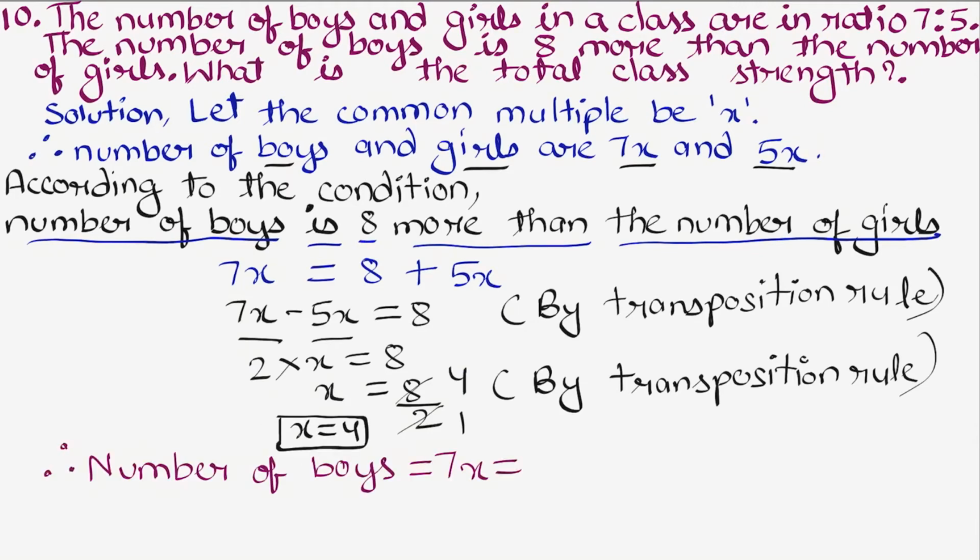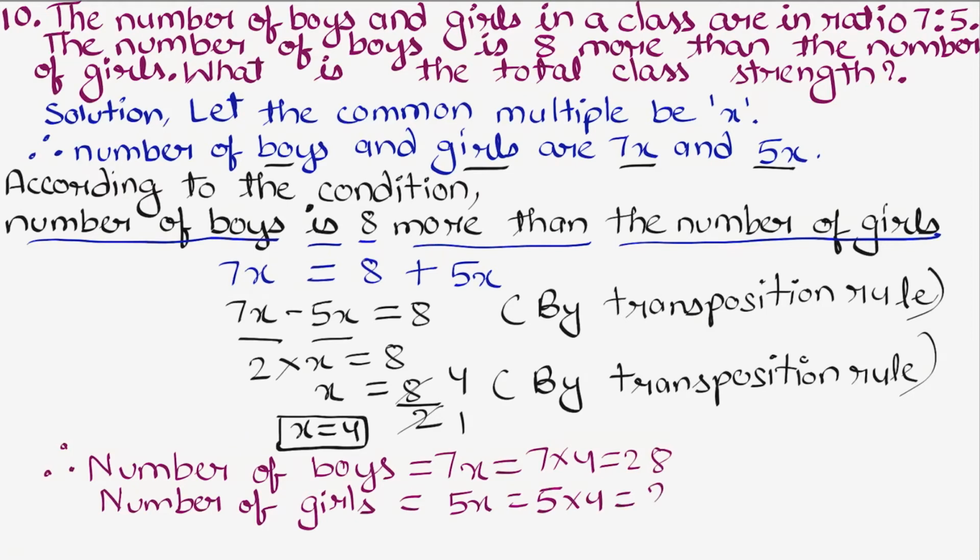Therefore, we can say the number of boys is equal to 7x. In place of x, we are going to substitute 4, since we have the value of x as 4. 4 sevens are 28. Number of girls is 5 into x. In place of x, we substitute 4. 5 fours are 20.